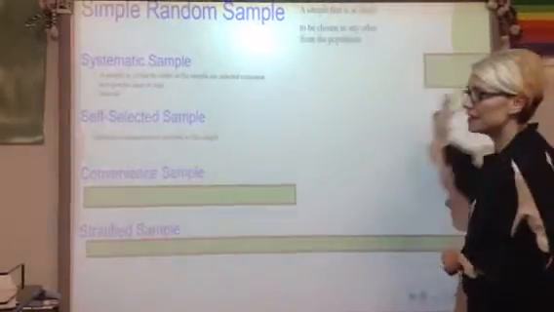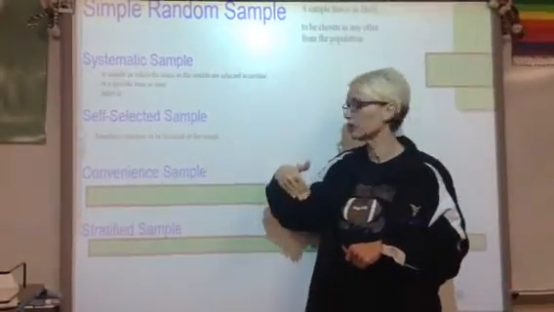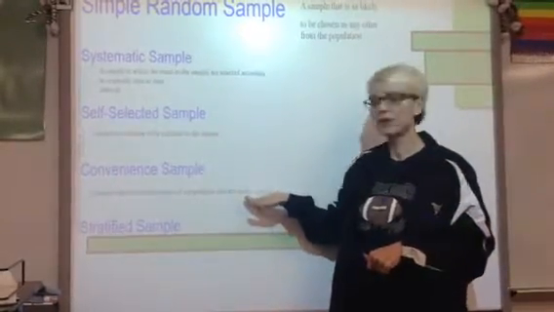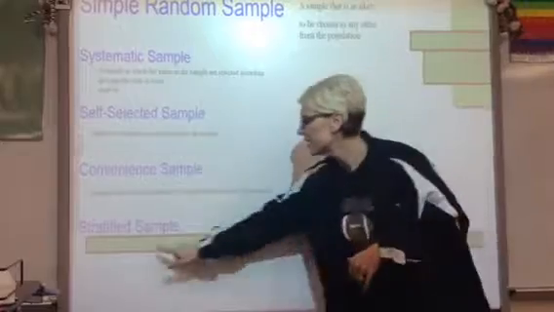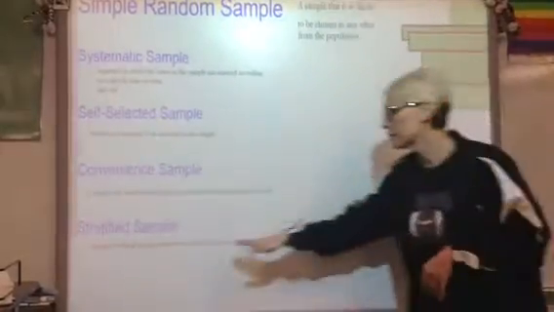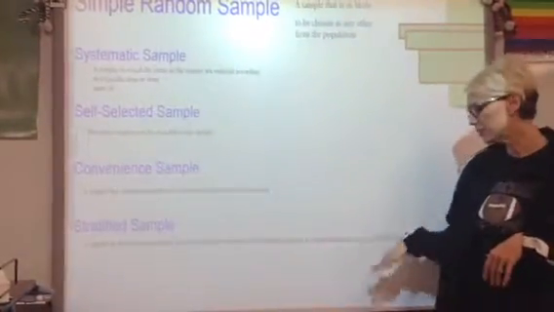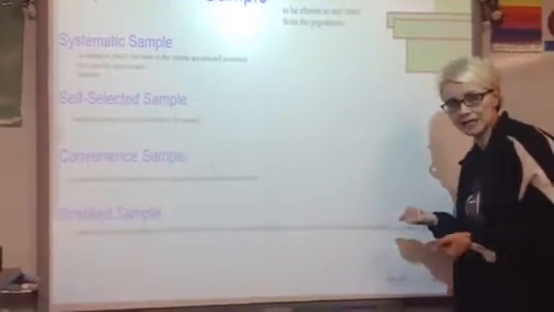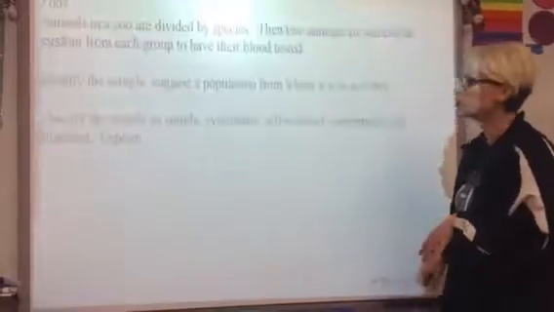A self-selected sample is where members volunteer to be included in the sample. A convenient sample is a sample that includes members of a population that are easily accessed. And a stratified sample is a sample in which the population is first divided into similar groups, and then a random sample is selected from each group. So look in your notes if you need help here.